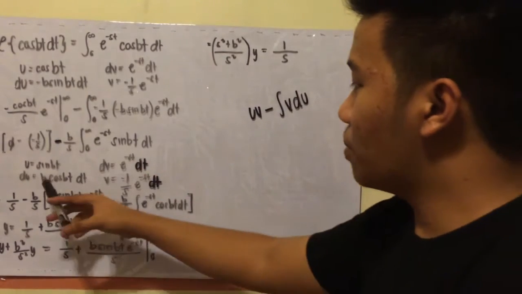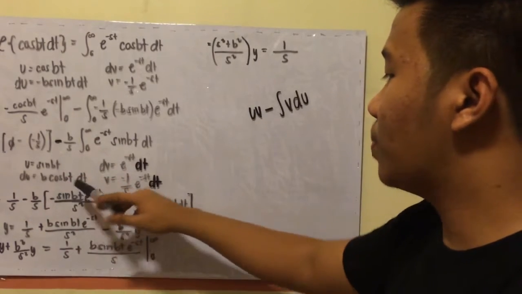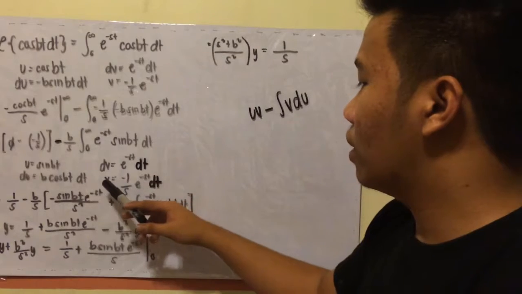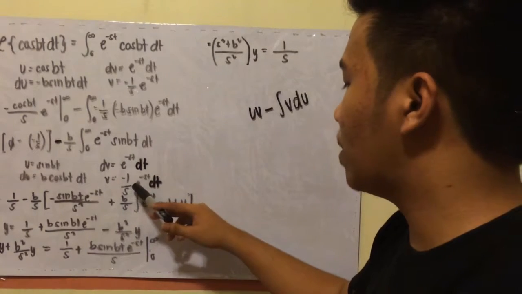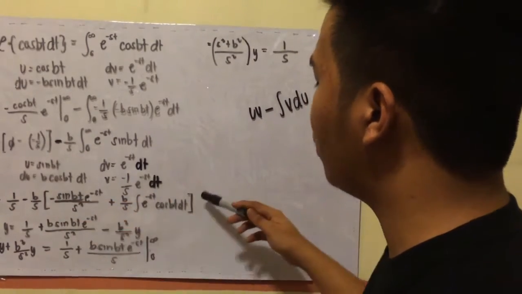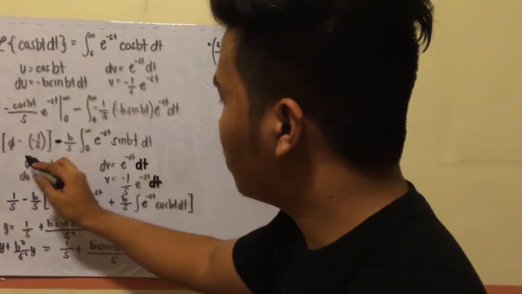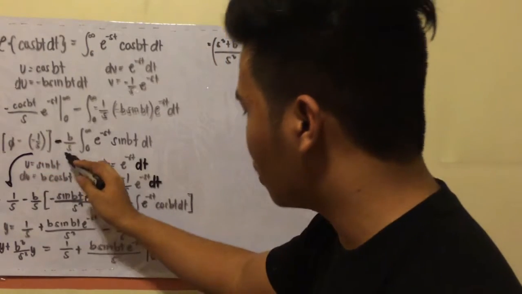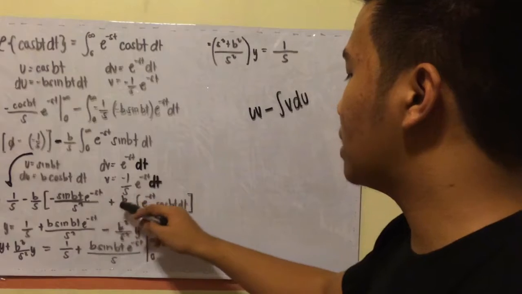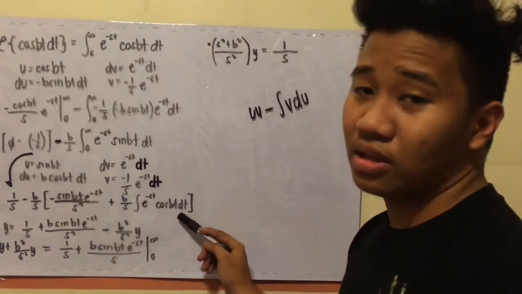So let u be sine bt, du is equivalent to b cosine bt dt, dv from the first equation is equal to e raised to negative st dt, and v is equal to negative 1 over s multiplied by e raised to negative st. Plugging again these values in the equation of integration by parts, we bring down the 1 over s here, so minus b over s multiplied by negative sine bt e raised to negative st over s squared plus b over s multiplied by the integration of e raised to negative st cosine bt dt.